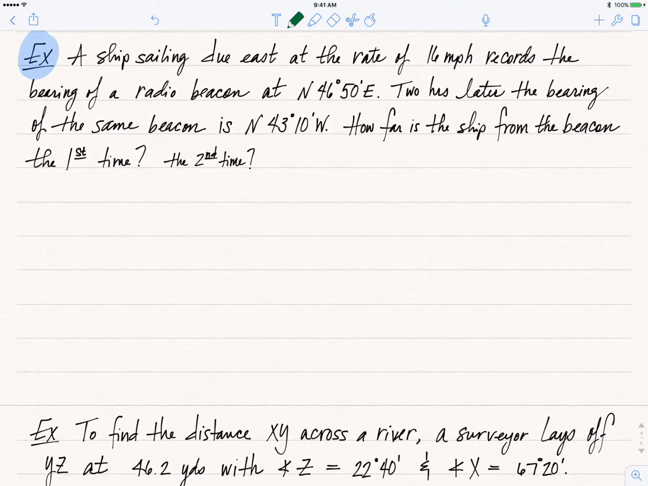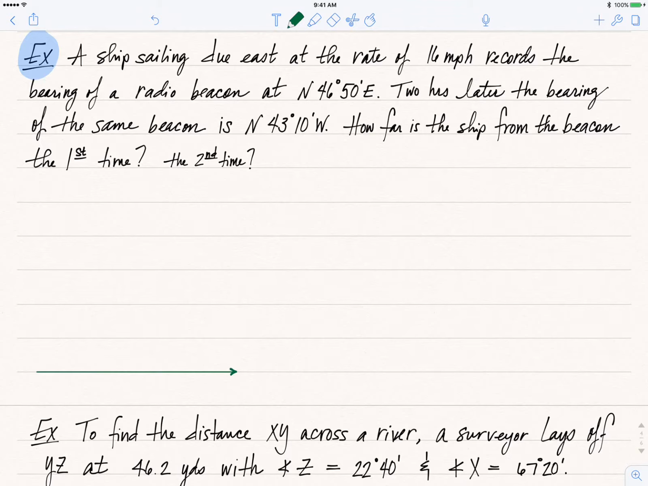A ship sailing due east, stop. Okay, here's my ship. He went due east. We know that east is from left to right. A ship sailing due east at the rate of 16 miles an hour, that's going to be important in a minute, records the bearing of a radio beacon at northeast again.